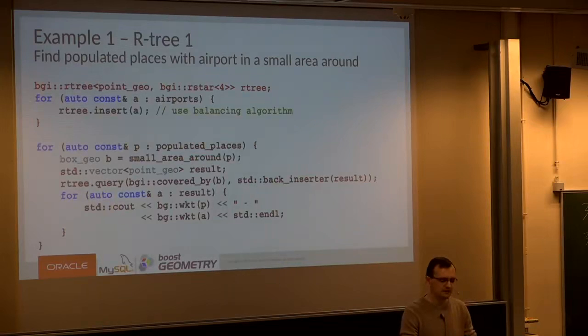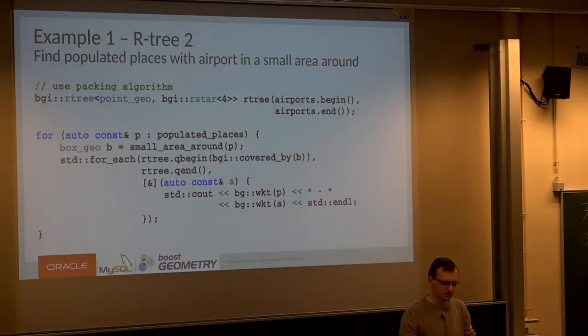So for this purpose, we create an R-tree storing points, and this will be the R-star variant, storing 4 elements per node, and I'm calling insert for all of the airports, which forces the R-tree to use the balancing algorithm instead of packing, because I'm inserting one by one. And then I'm iterating over all the places and performing a query, passing the covered-by predicate to the query function of the R-tree, and taking the result as an output iterator, which in this case is a back insert iterator.